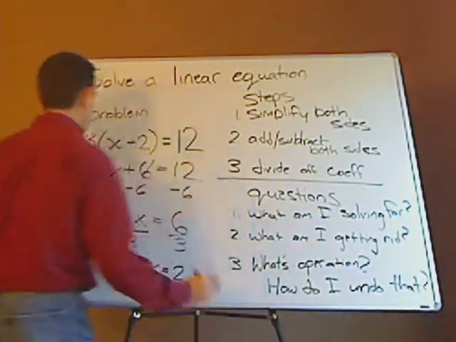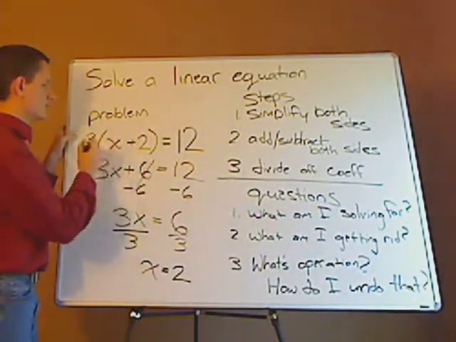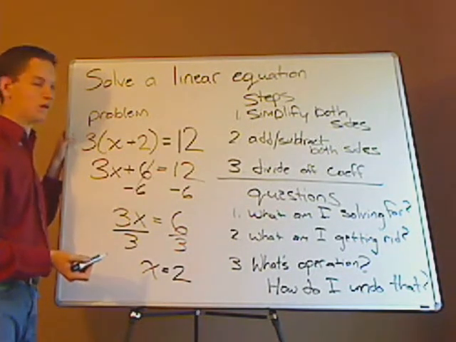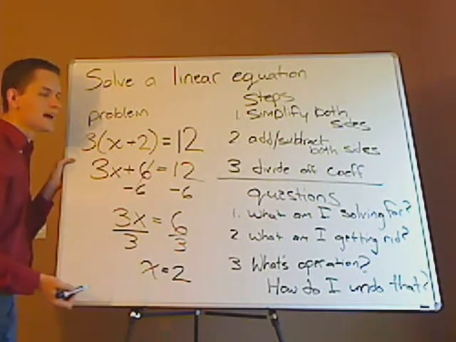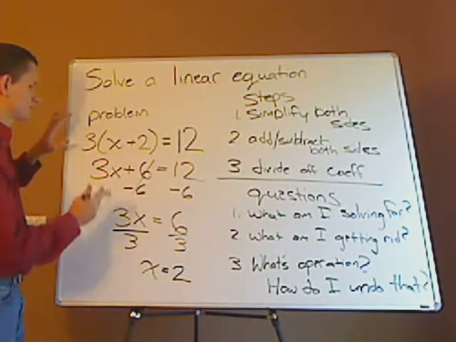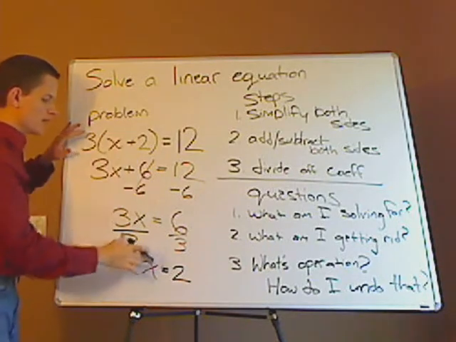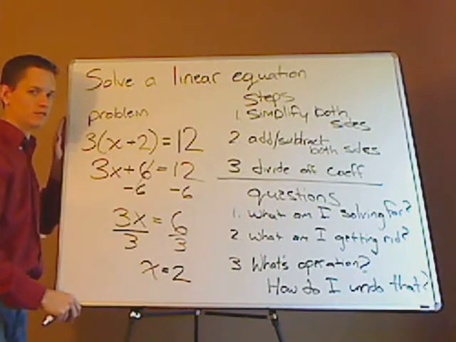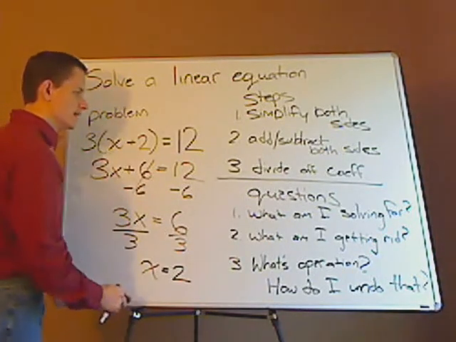So let's go back through this. All right, you're starting right here. What am I solving for? Right, I'm solving for x. So I want to get x all by itself. So I'm going to put all my x's on this side and all my constants on that side. You see what I'm doing?